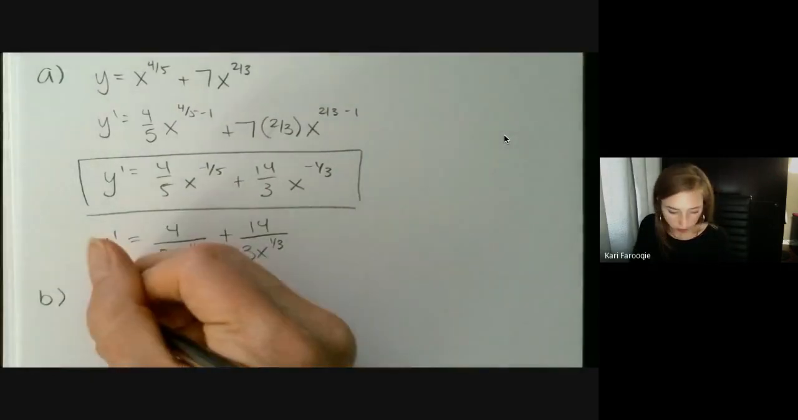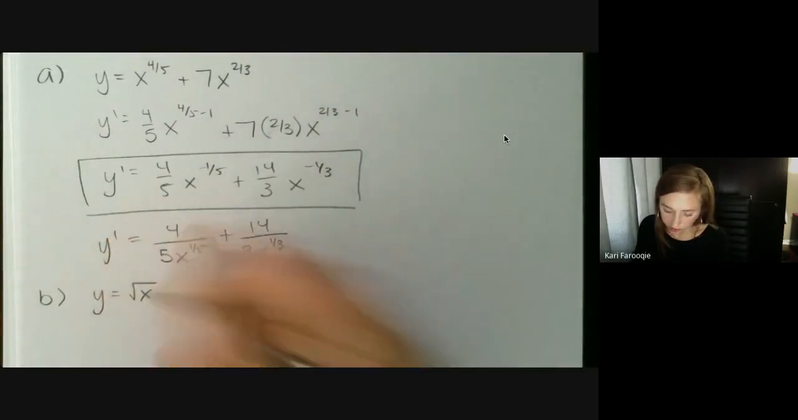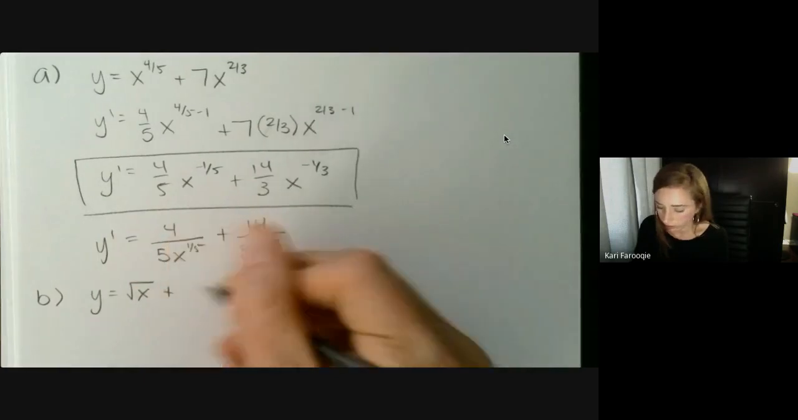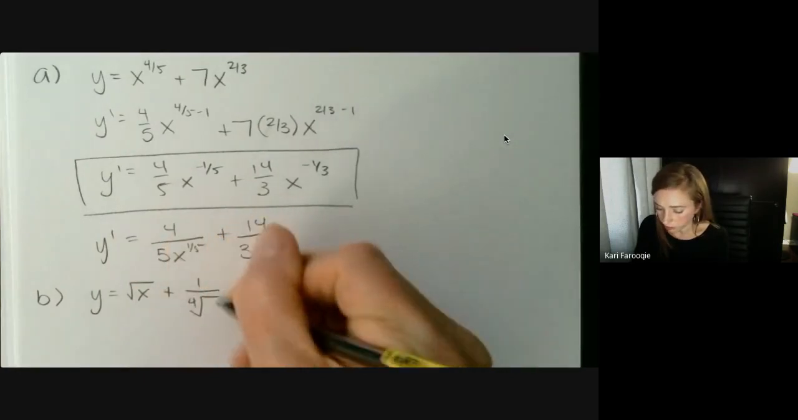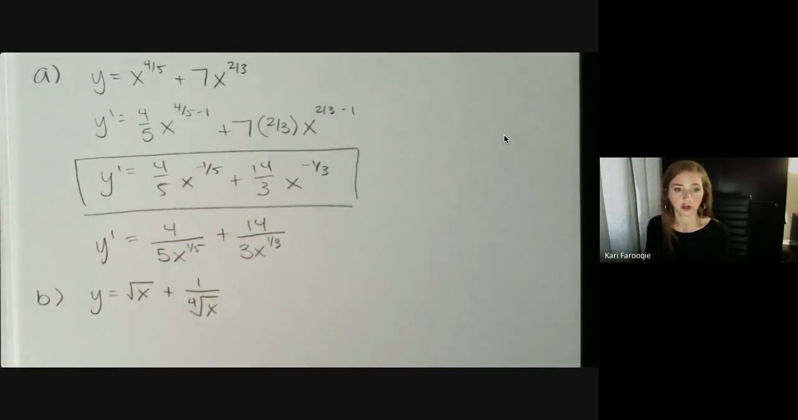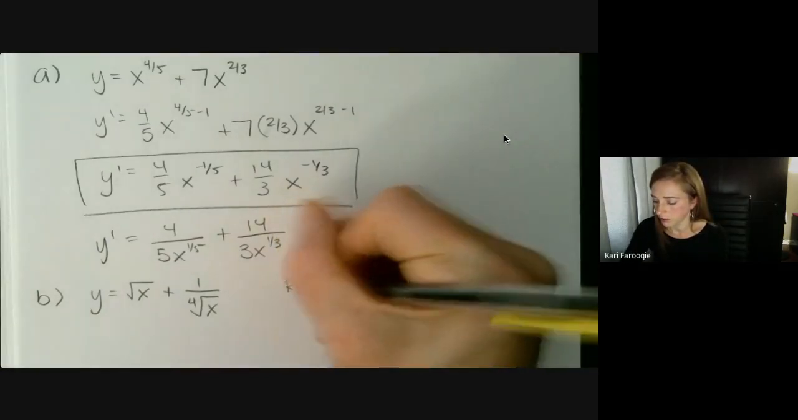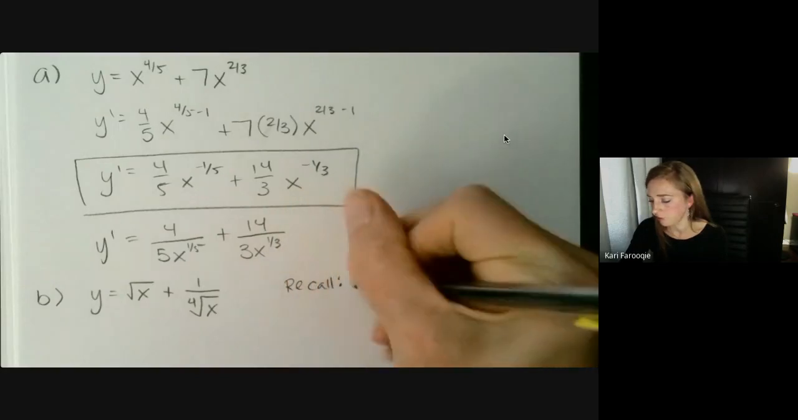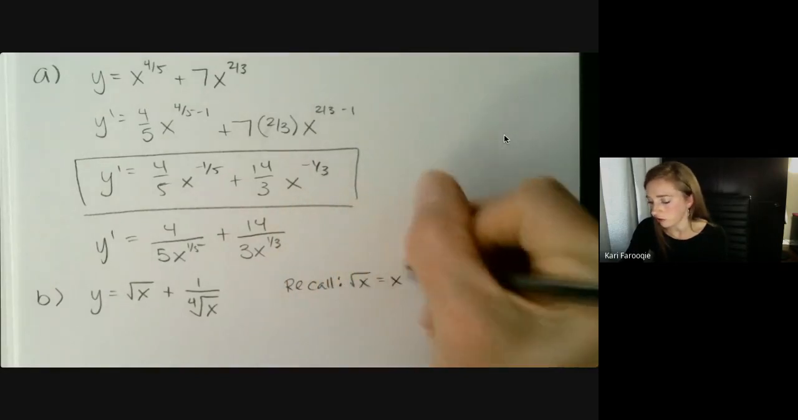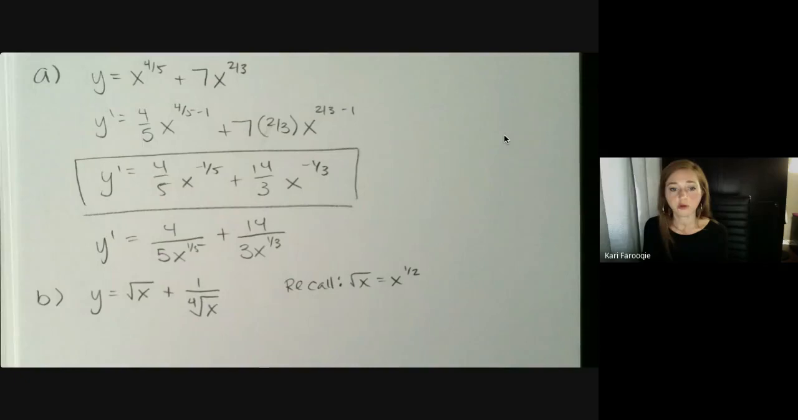For B, we're going to work on our radicals a little bit. This will be the square root of x plus 1 over the 4th root of x. So this is not 4 times the square root of x. The 4 is in the index. And then if you don't remember, most of us do remember, but just in case, the square root of x is x to the 1/2 power. If you don't see an index, it's assumed to be 2.